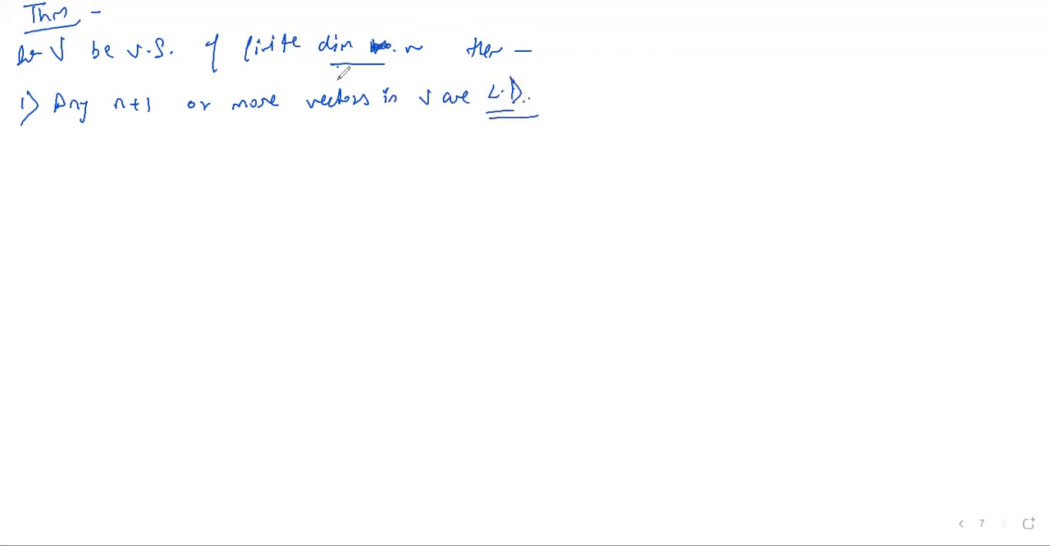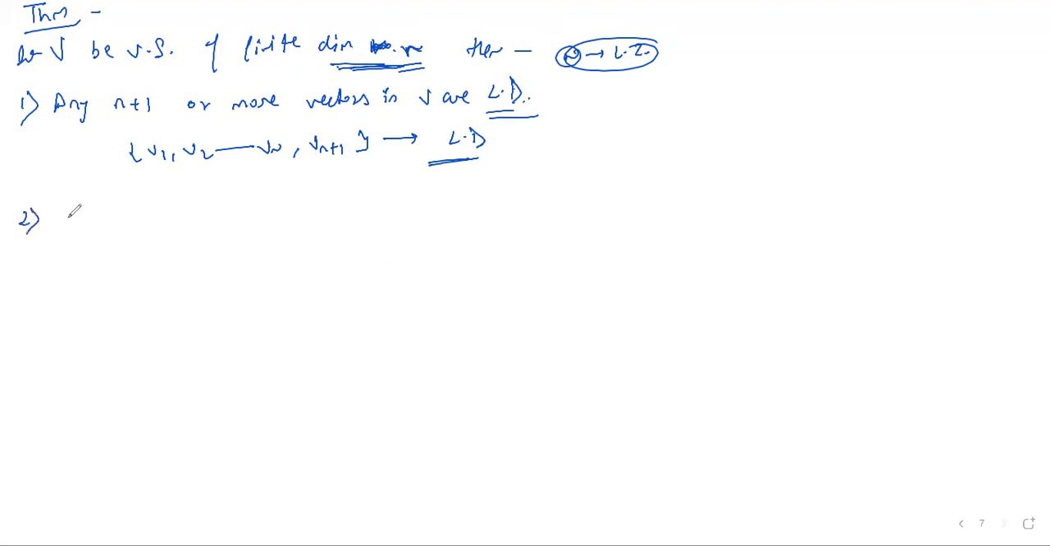Since the dimension is n, it means that it contains n linearly independent vectors. If in these n linearly independent vectors, let's say v1, v2 to vn, there is another vector vn plus 1, then this set would be linearly dependent, because there are only n linearly independent vectors. If I add one more vector, then the whole set will be linearly dependent.